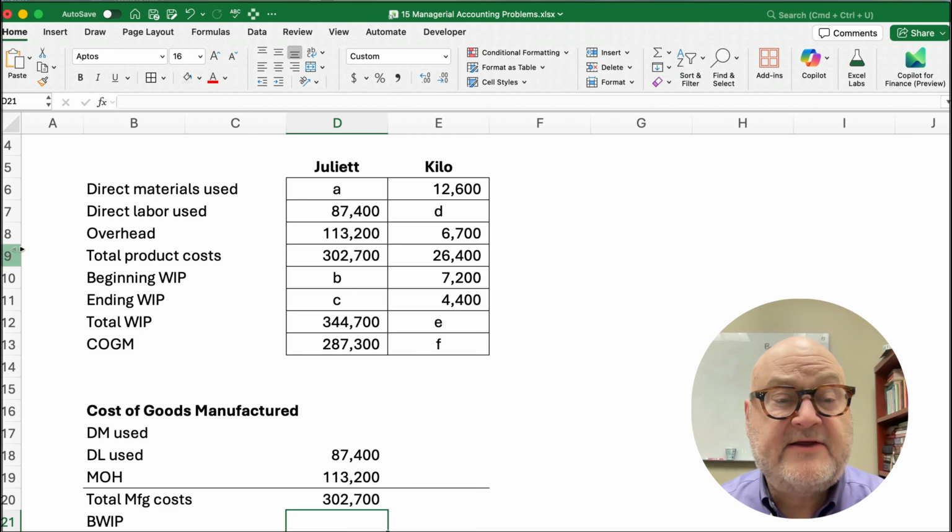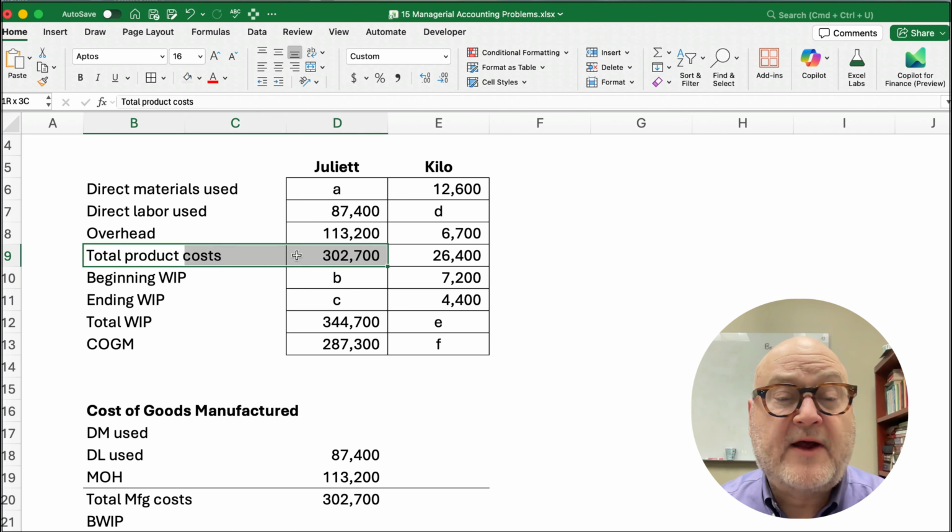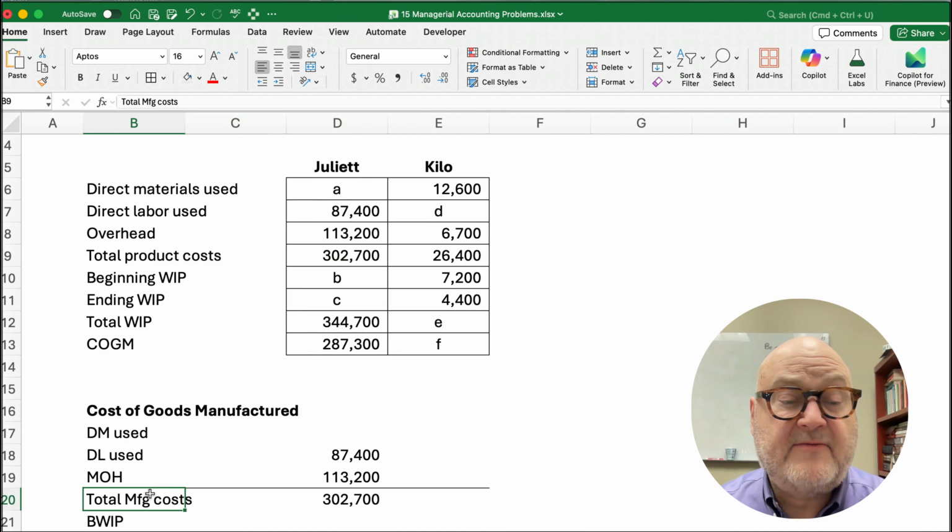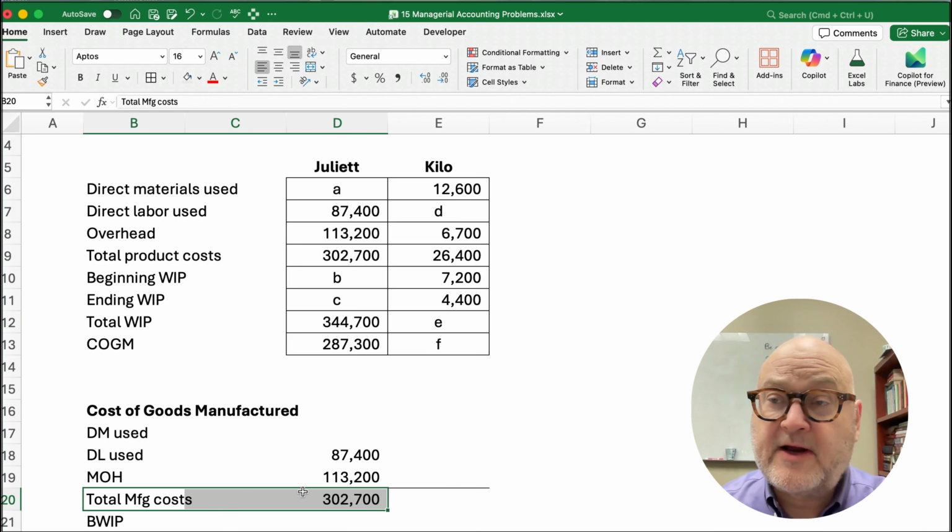Now I intentionally did this. The problem says total product cost. That's the same thing as manufacturing costs. So what are our total product costs? Materials, labor, and overhead. What's our manufacturing cost? Materials, labor, overhead. Product cost and manufacturing cost are used interchangeably here.